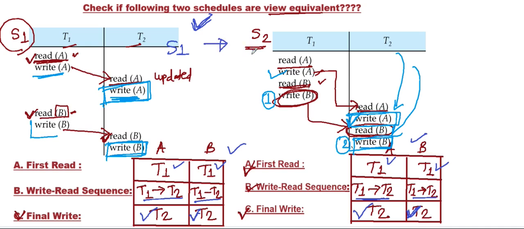view equivalent to S2. Hope you understood this. You can follow this sequence for all the combinations and check whether the schedules are view equivalent or not.